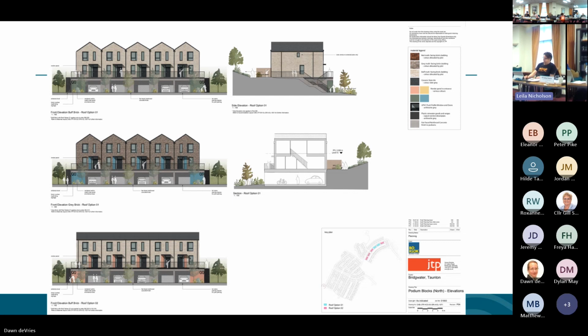The one thing I wasn't clear on was a comment in terms of enclosing the undercroft parking, whether you wanted the condition added to remove PD rights to have it closed off. No. Okay, thank you. So that are the recommendations as standing. Councillor Hendry.